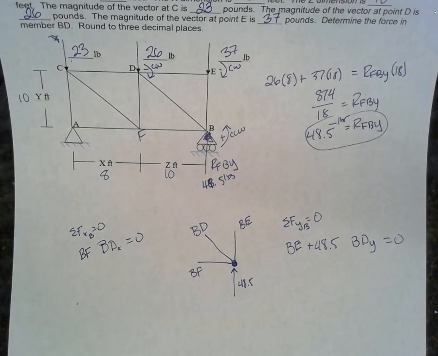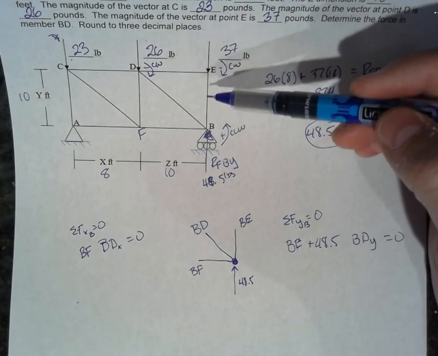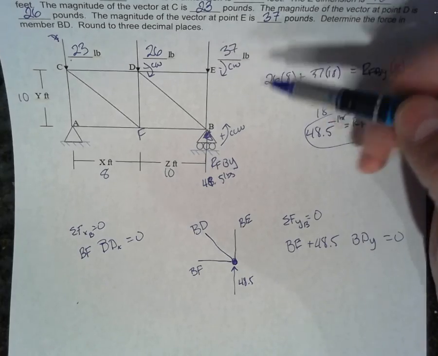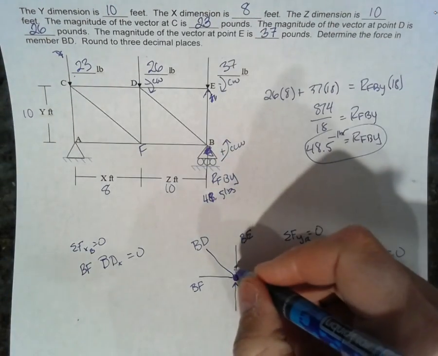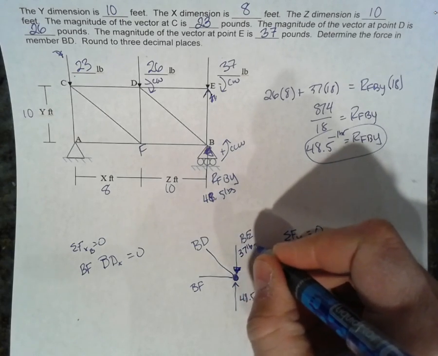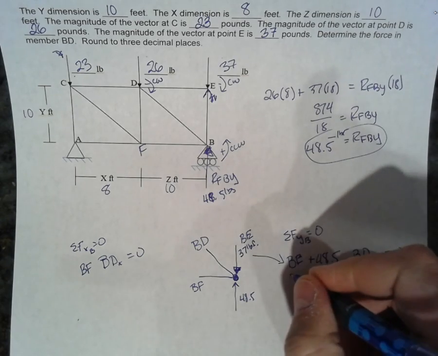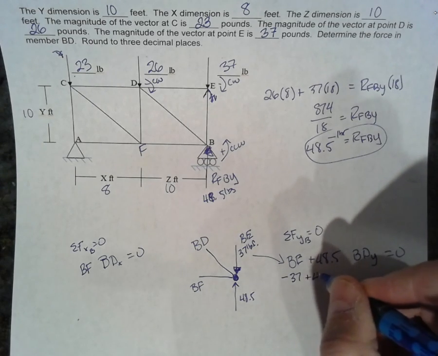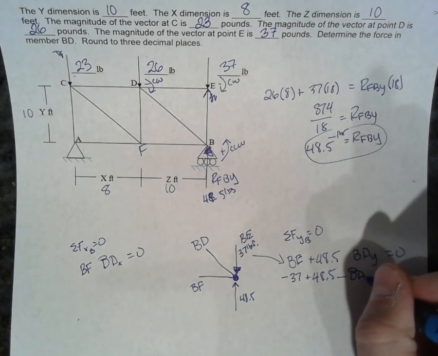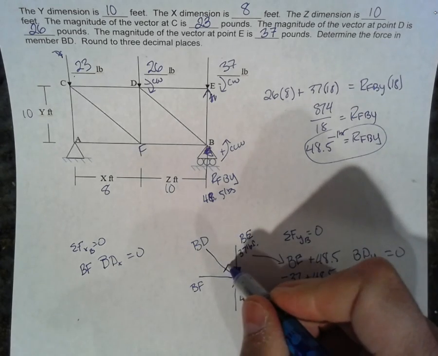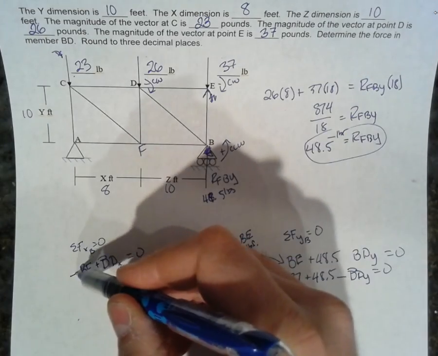And if I go outside of B, the one thing that will be very helpful to me is E, because the sum of the forces in the Y at E have to be zero. And I know I've got 37 pushing down. That means that this would be 37 pushing up from BE. And if it goes up here, it's going to go down here and be 37 pounds of force. So now I can go ahead and say that that's 37 coming down, and minus 37 plus 48.5. That means that BD in the Y has to be going down as well. All right. So that's how I figure out that direction. That also means it goes to the right. So BD in the X is positive and BF is negative.